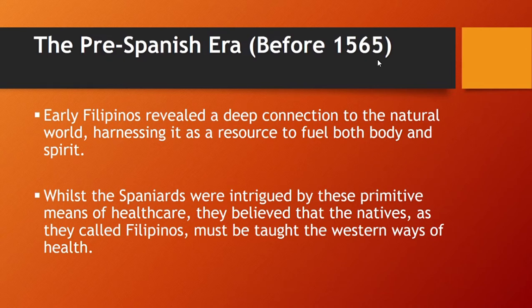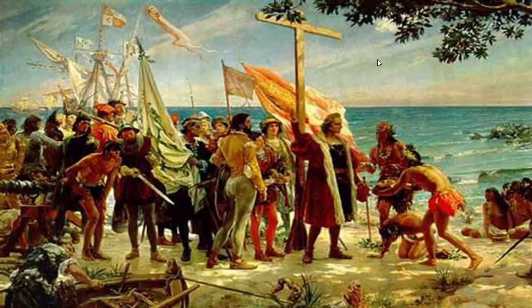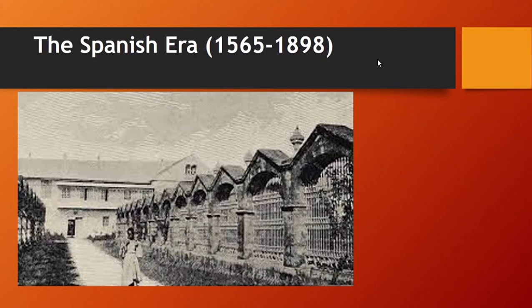But when Magellan came, and all the rest came here, some things changed. So we go to the Spanish era between 1565 and 1898. This is the San Lazaro Church and Hospital. It represents the early medical healthcare in the Spanish era, as the Spanish were not accustomed to the climate, the food, and other challenges of living in the Philippines.